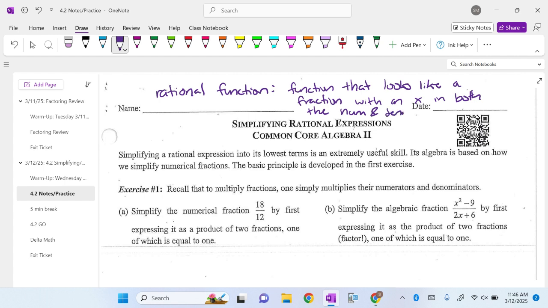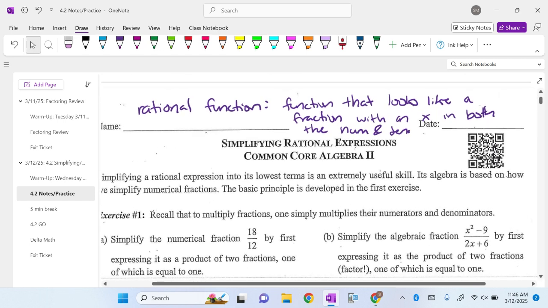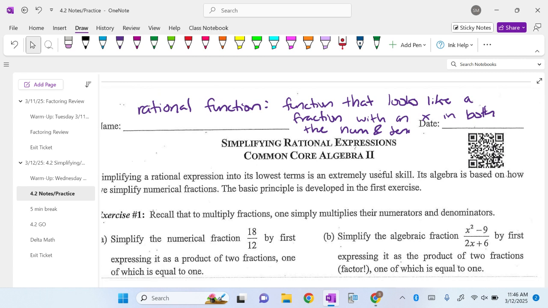So they technically are functions, meaning that they pass the vertical line test, but they just look weird, all right? But what you will find with rational functions is a lot of their rules are the same as fractions. So knowing those fraction rules is really important. Knowing how to simplify a fraction, multiply and divide fractions, add and subtract fractions, we're basically going to be doing all of that, but with rational functions over the next couple of days.